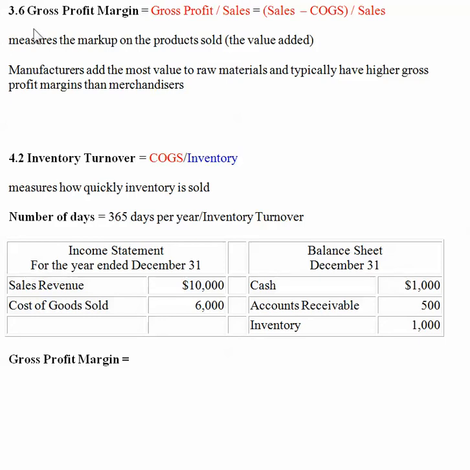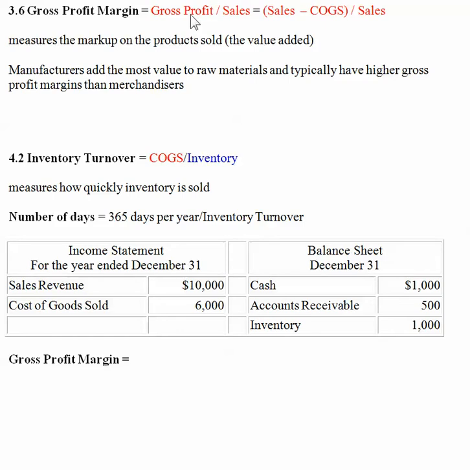I'd like to walk through a problem where I show you how to do the gross profit margin and the inventory turnover. Again, the gross profit margin measures your markup on your goods, and it's your gross profit off your income statement divided by your sales. Sometimes they'll call it gross margin or even gross profit margin.